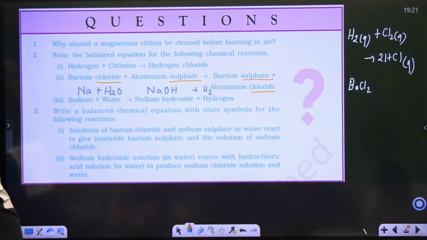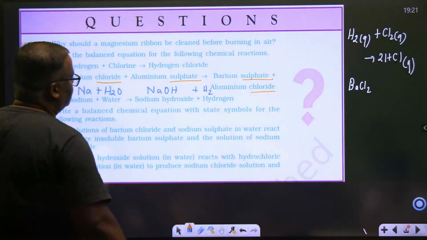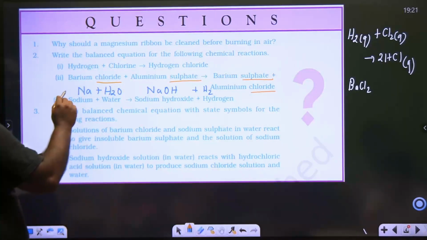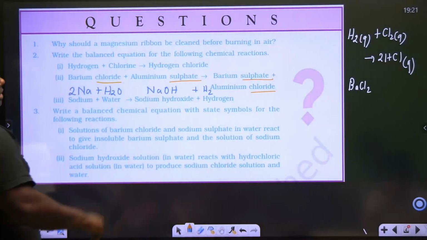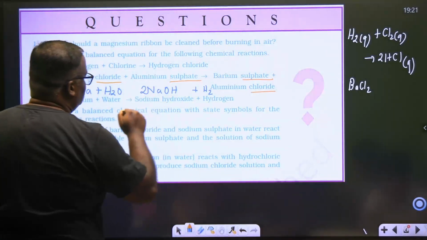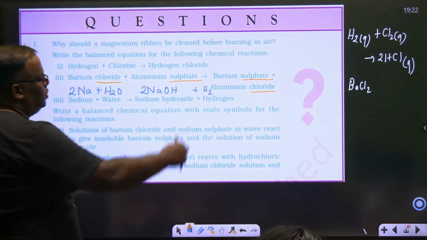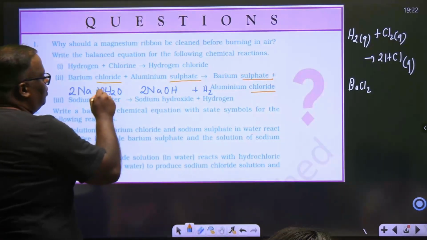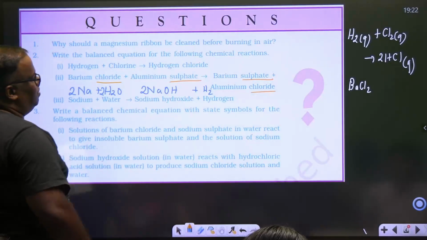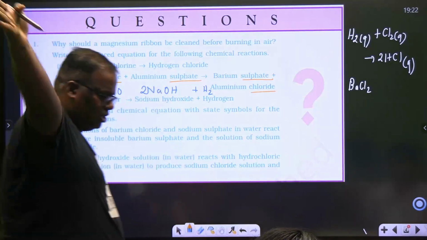Yes, sir. There will be 2Na plus 2H2O giving 2NaOH. Okay, 2Na, then I have to make 2Na out here. Sodium balanced. Then hydrogen 2 plus 2, 4. So I add 2 out here. 4 hydrogen balanced. 2 oxygen. Correct answer.